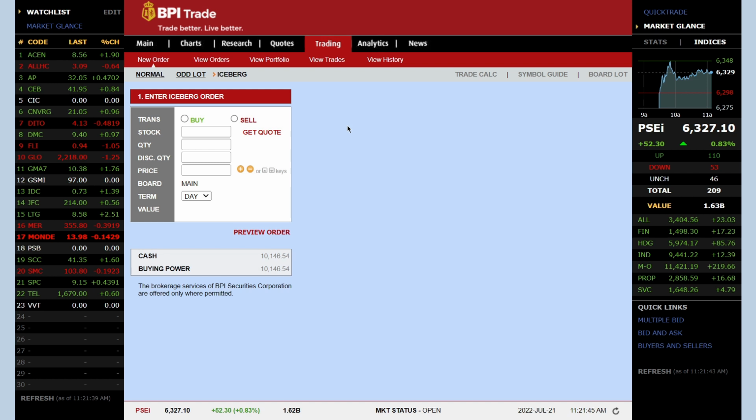Kasi di ba nakikita natin sa quotes yung mga bid and ask volume. So itong iceberg, for example, 1,000,000 shares yung i-unload mo, no? Pagka nakita yun ng mga traders, makita nila, uy, ang daming gusto magbenta dito sa presyo na to. So, it will drag the prices down pagka na-spook or na-tip off yung market. So, that's why we have this iceberg.